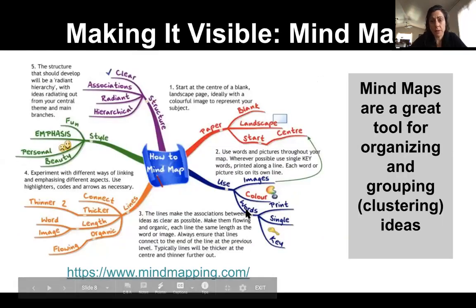So I'll talk about mind maps first. I think mind maps are a great tool for organizing and grouping, clustering ideas.